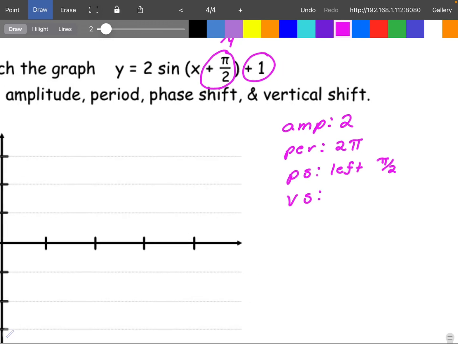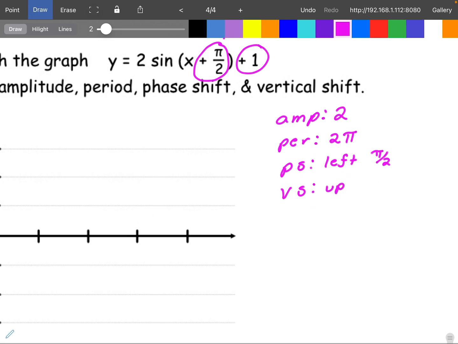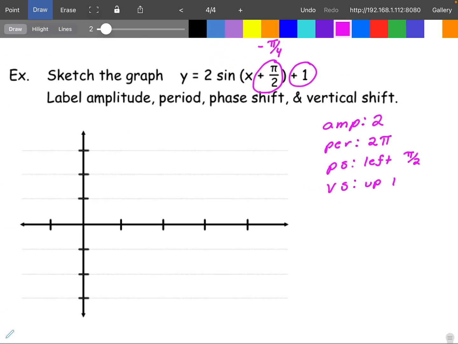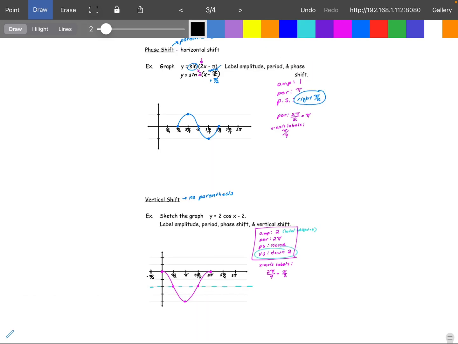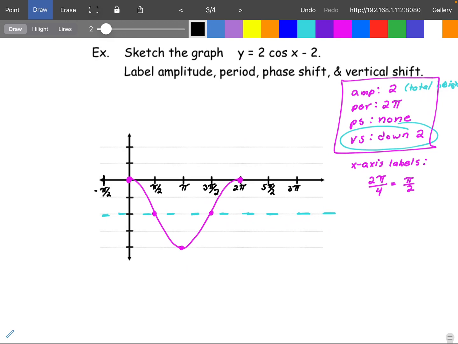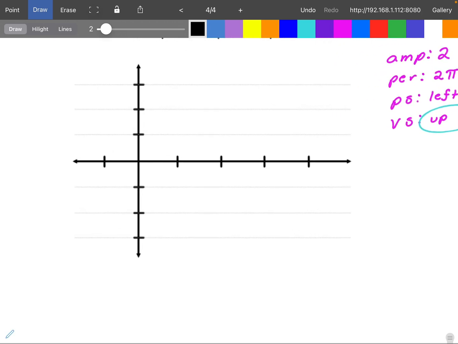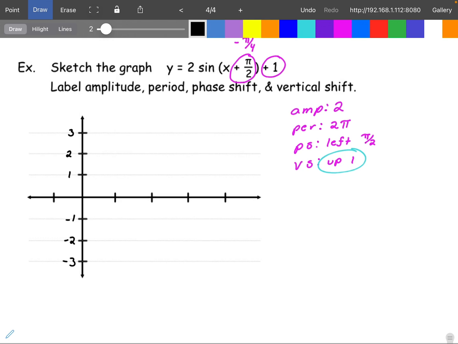And then I also have a vertical shift. And since that's positive, it's going to be up 1. All right, first thing I want to do is I'm going to draw my new quote-unquote x-axis. And if that's up 1, then that means it's going to be at +1. So I'm going to label these. Did I label these last ones? I didn't label my y-axis. I'm so bad. Make sure you do that. Okay, so label my y-axis. 1, 2, 3, -1, -2, -3. Okay, so this is going to be my new acting x-axis.